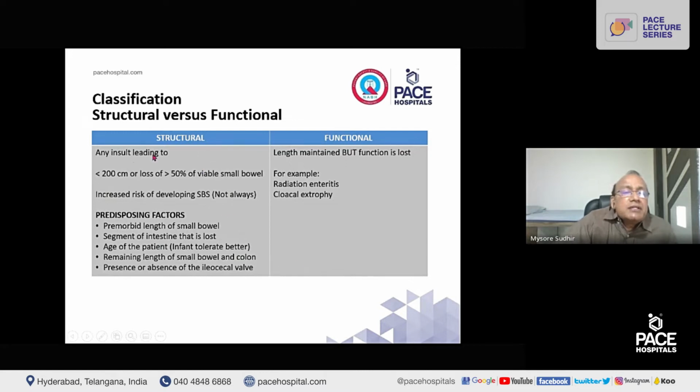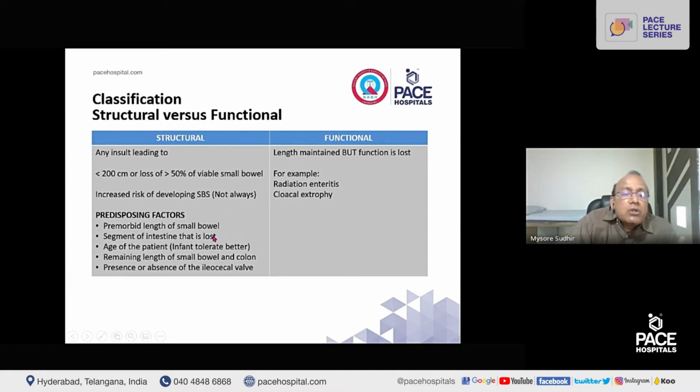Now, the structure, as I told you: loss of less than 200 centimeters, or more than 50% of the viable small bowel removed, there will be increased risk of short bowel syndrome. The predisposing factors are the premorbid length of the bowel. What is the existing remnant of the bowel? These are the factors which are important for the outcome of short bowel syndrome.